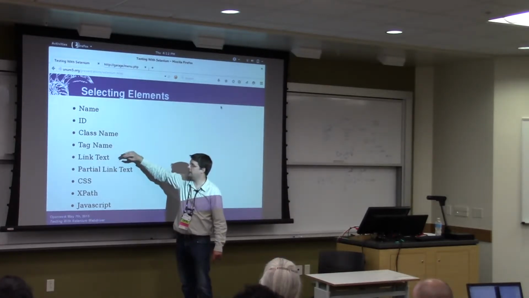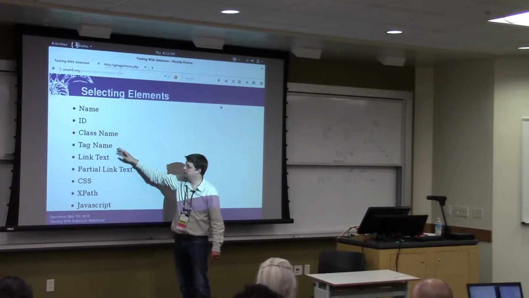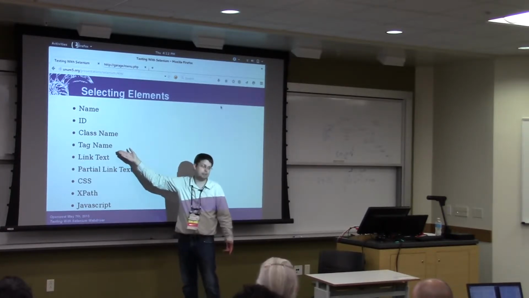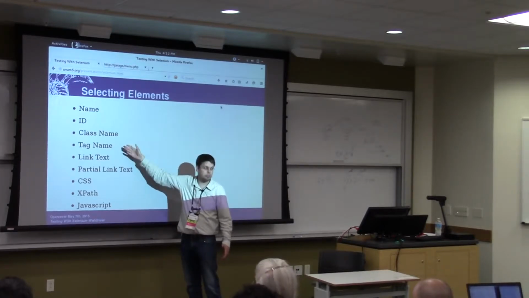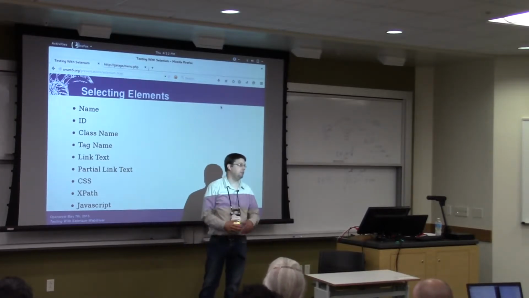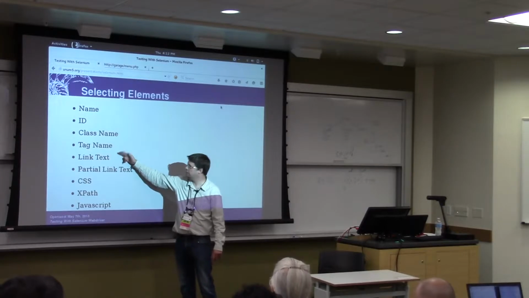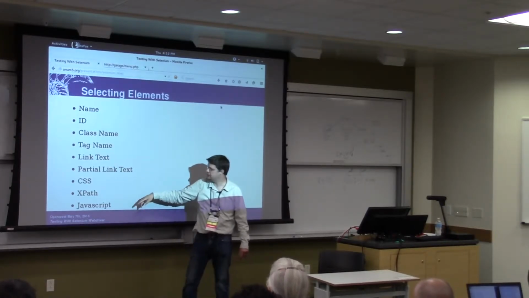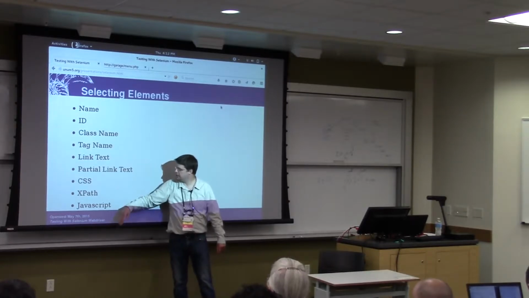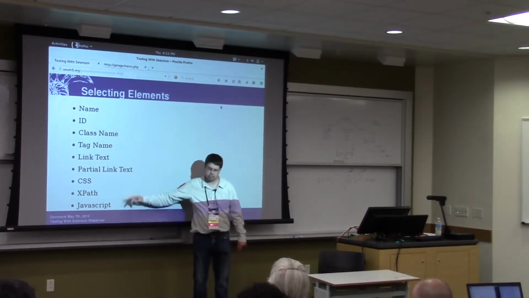You can select by class name, tag name. You'll just grab the first one, so that's why usually you have more than one element with each tag name. Although if you're doing more of a semantic web or XML, that could be useful. Link text, that's really useful, and even just partial link text. You can do CSS. You can do XPath and JavaScript.